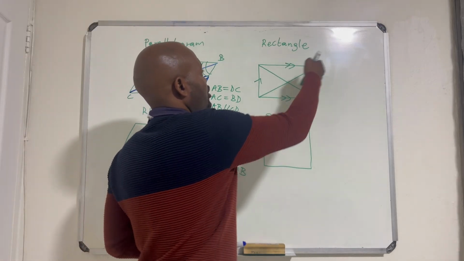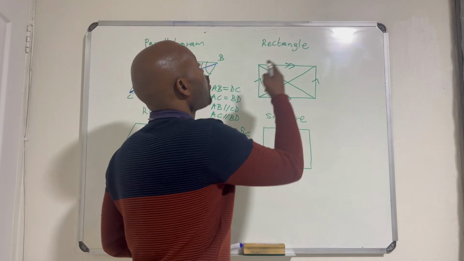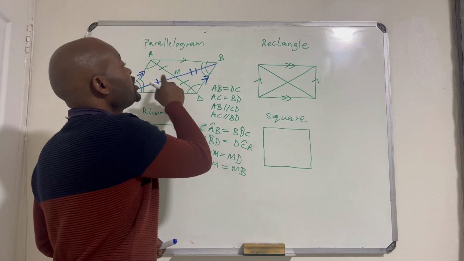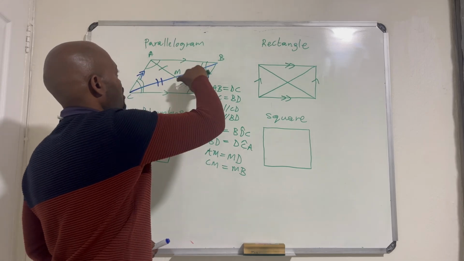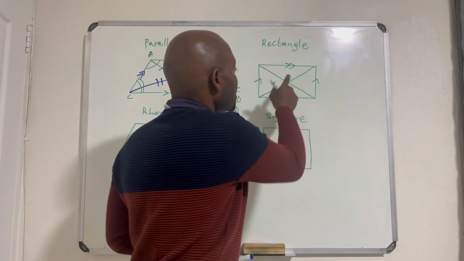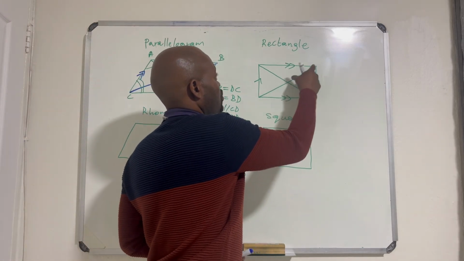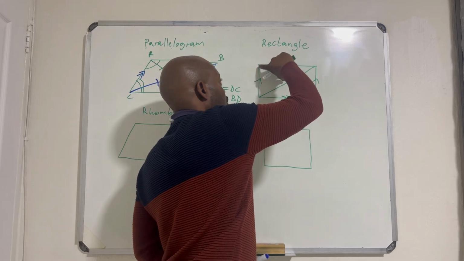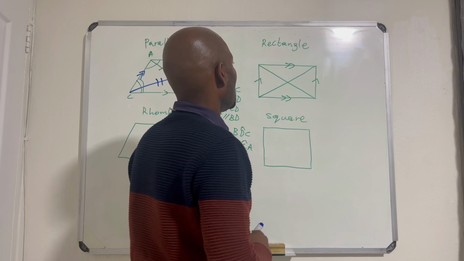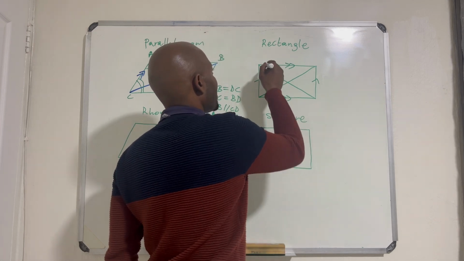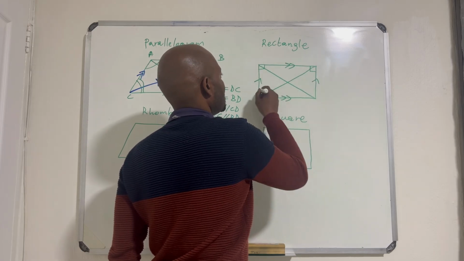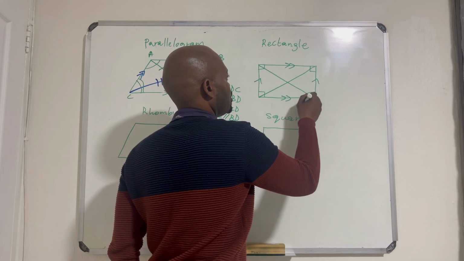Since diagonals bisect each other equally this time. Here diagonals don't bisect each other equally, but they do bisect each other, because this is equal to that, and this is equal to that. Here diagonals bisect each other because this is equal to that, also equal to that, also equal to that. Therefore, with the rectangle, the interior angles are 90 degrees.